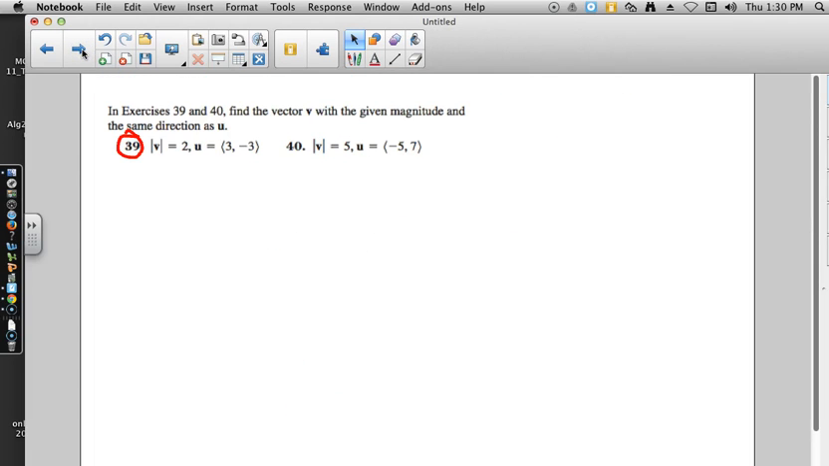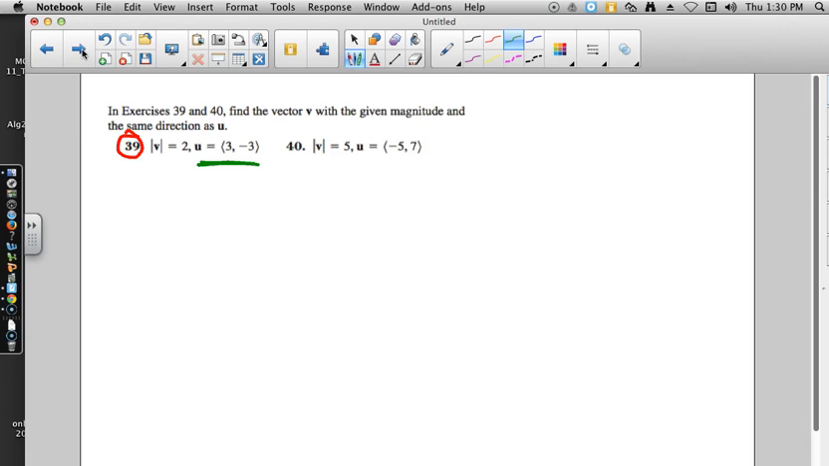Next one up, I had talked in class about how 39 and 40, we really hadn't had a chance to talk about that whole unit vector and its uses. So in this case, it says in exercises 39 and 40, find a vector v with the given magnitude and in the same direction as u. And what we need to do with that unit vector is it gives us a vector that is in the same direction as the vector that you originally had. So when we find that unit vector, it will point us in the same direction as u.